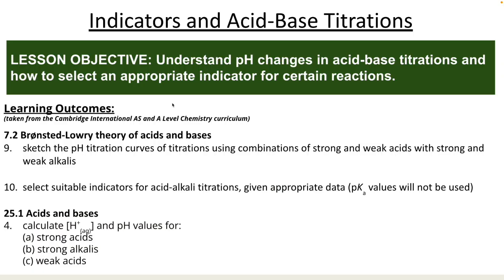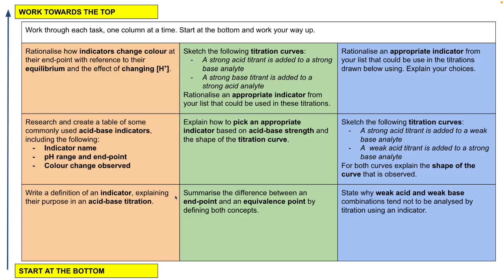Brilliant. As I scroll through everything, I think that brings us to the end. What have we done? We sketched the pH titration curves of titrations using combinations of strong and weak acids with strong and weak alkalis/bases. Selected suitable indicators for acid-alkali titrations, given appropriate data; pKa values will not be used. And then, oh look, we did that last time, calculating the concentration of pH. That is more in that previous video. But for this one, here are the tasks. Give it a pause, give it a consolidate if you like. And that finishes it. Good one.